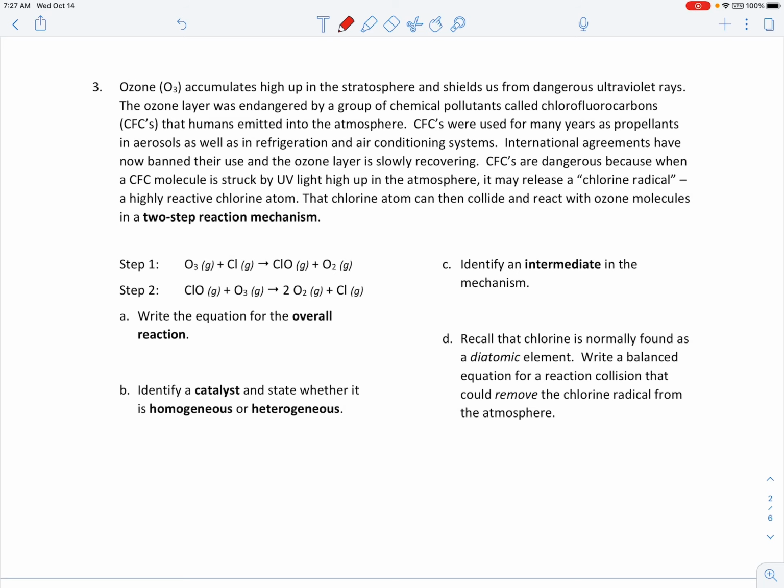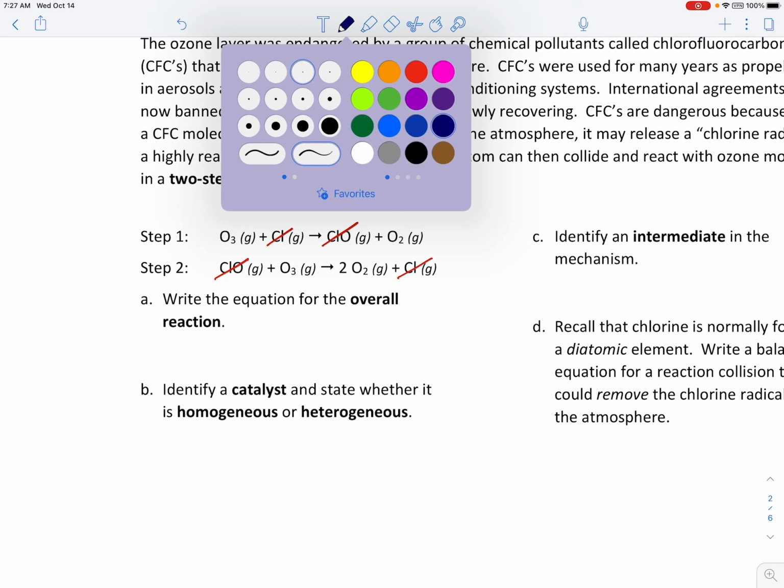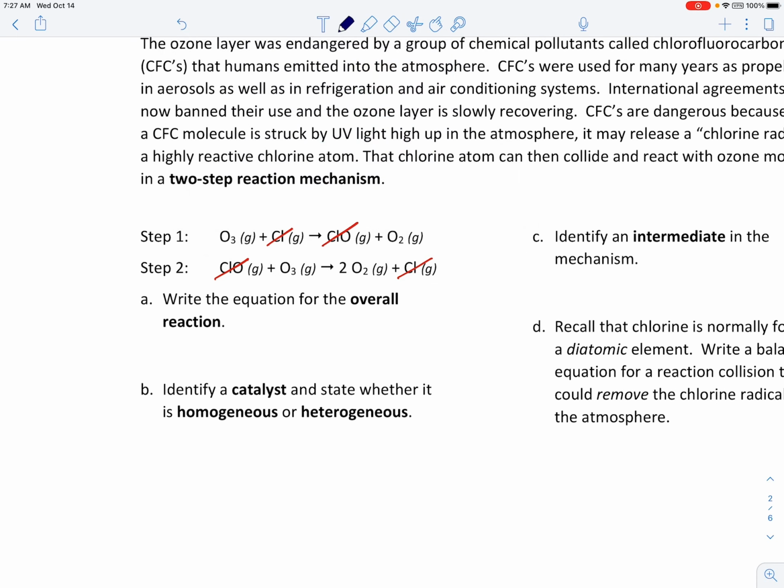In the two-step mechanism, we cancel out the things that appear on both sides of the reaction, just like we did earlier. So the chlorine monoxide gas that is produced is used up in step 2, so we'll cancel it out. Also, the chlorine atom, that radical, was used up as a reactant in step 1, but it's produced in step 2, so we can cancel it out also. Cancel whatever appears on opposite sides of the equation. Now, whatever we didn't cancel is the overall reaction.